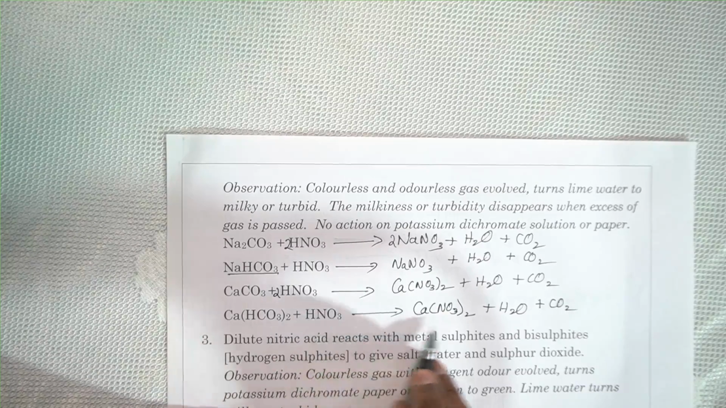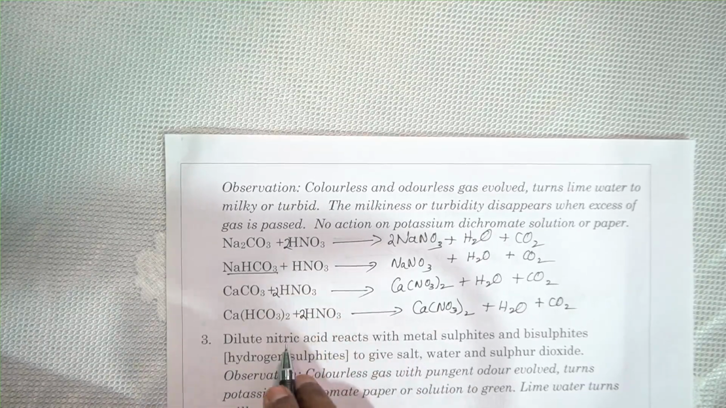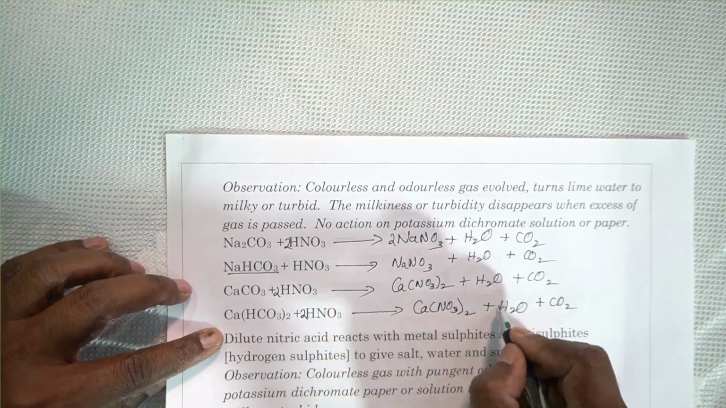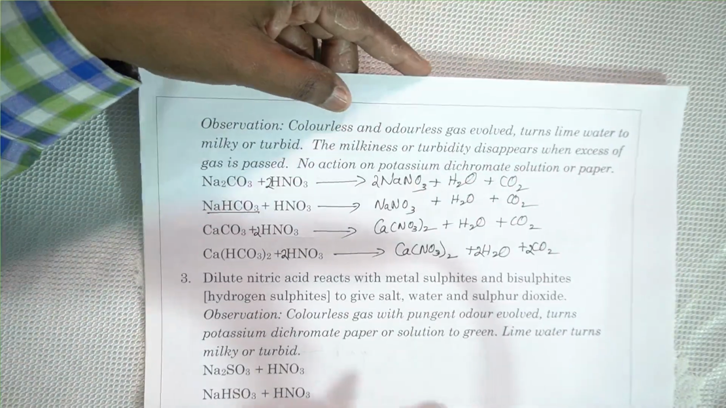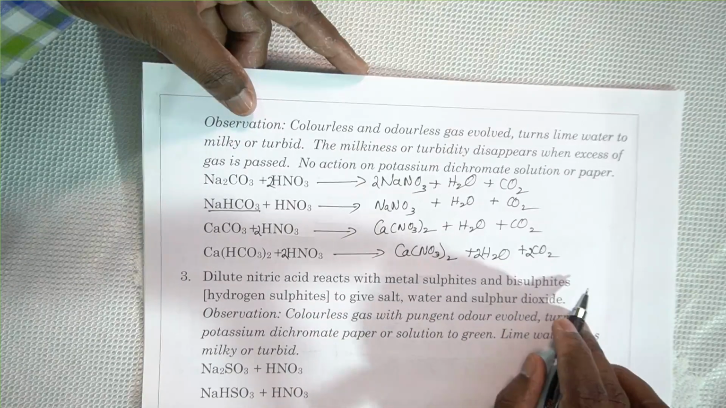So how do you balance this? 2 HNO3 and 2 H2O and 2 CO2. So it is balanced now. So this is how we get the products in this reaction.